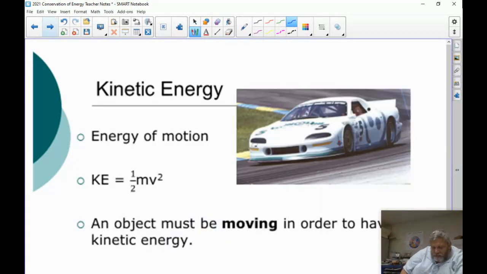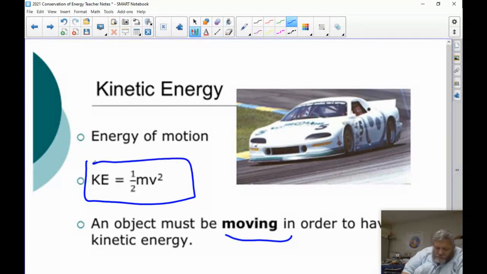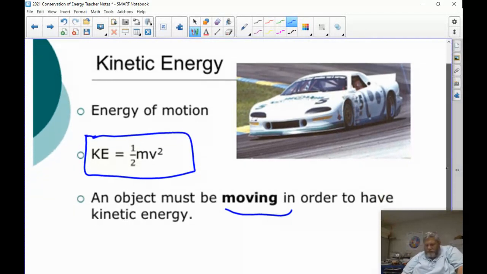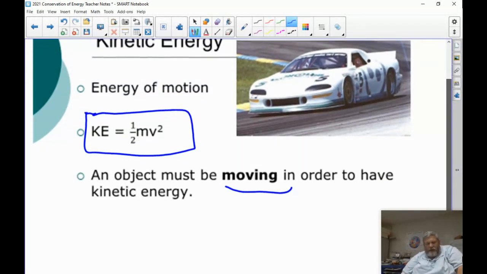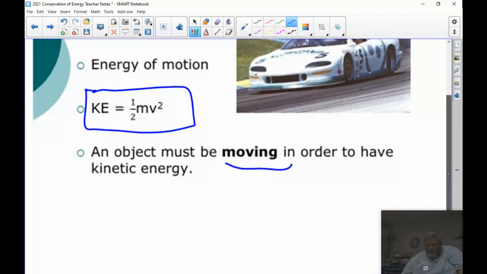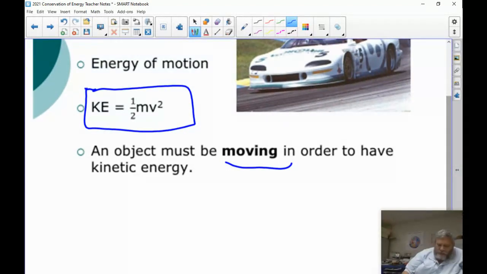All right, kinetic energy. Kinetic energy is the energy of motion. It has to move in order to have kinetic energy. The equation for it is 1/2 mv squared. We put that in our box: 1/2 the mass times the velocity squared. So you can see that the velocity has a really big impact, and it has to be moving. And obviously it has to have mass, but everything that has matter in it has mass.